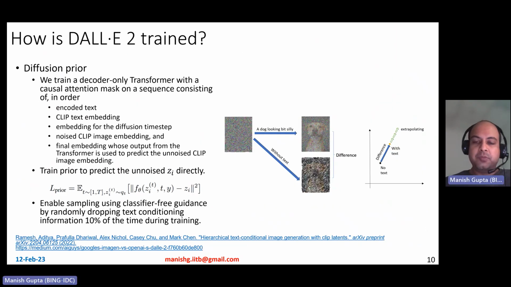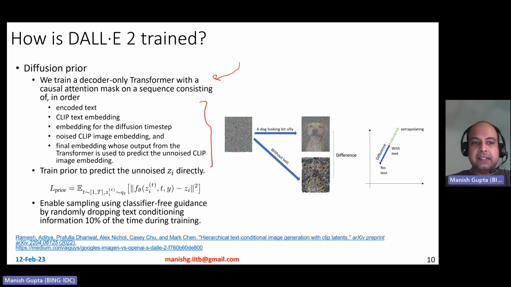Now, how is the diffusion prior model trained? Well, the diffusion prior model is essentially a decoder-only transformer because the input is text. It is trained with a causal attention mask on a sequence consisting of these inputs: the encoded text, the CLIP text embedding, the embedding for the diffusion time step, the noised CLIP image embedding, and also the final embedding whose output from the transformer is used to predict the unnoised CLIP image embedding.